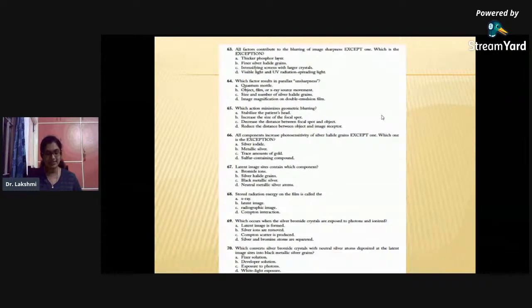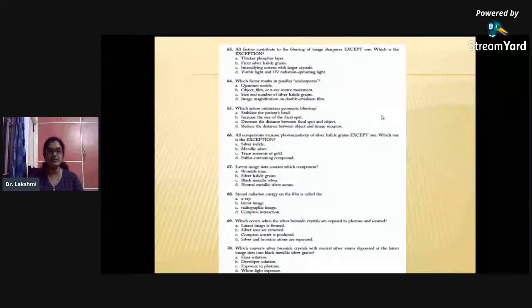Okay, and 70th question, which converts silver bromide crystal with neutral silver atoms deposited at the latent image sites into black metallic silver grains? Option is B, developer solution. So basically, this question says that the function of the developer is given in a sentence form. See, converting of silver bromide with neutral silver deposited at image sites into black metallic silver grain. So this is the function of a developer. So answer will be B.